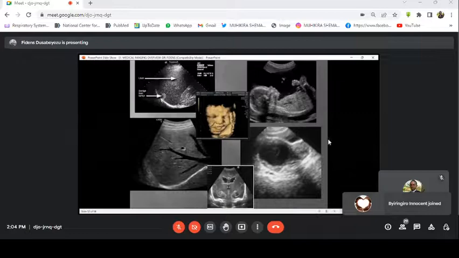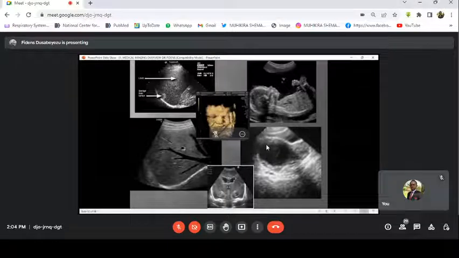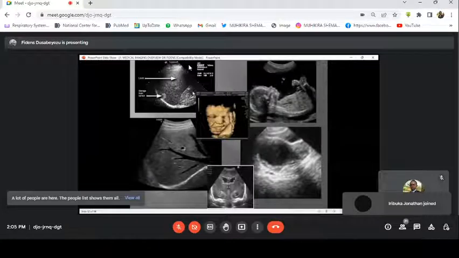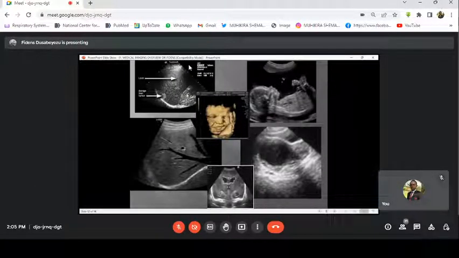It has reflected much more sound waves towards your probe compared to the liver parenchyma. So that's how we could recognize that there is a lesion in the liver. This is the kidney, right kidney. It has a different color, a different density compared to the liver or even compared to that lesion.